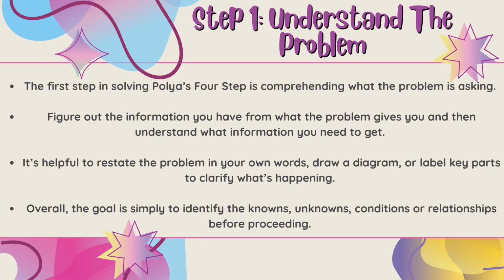Step 1. Understand the problem. The first step in Polya's four-step method is comprehending what the problem is asking. Figure out the information you have from what the problem gives you, and then understand what information you need to get. It's helpful to restate the problem in your own words, draw a diagram, or label key parts to clarify what's happening. Overall, the goal is simply to identify the knowns, unknowns, conditions, or relationships before proceeding.